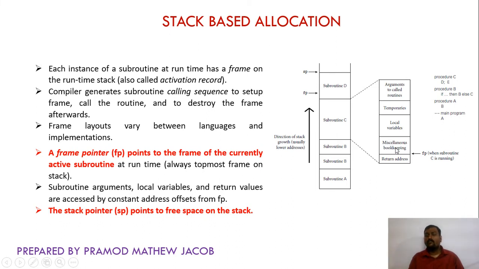That means whatever activities take place during the execution of this particular subroutine, like the memory addresses used for storing local variables, what are the constant values and variables that continuously change, etc. All those activities will be recorded in this miscellaneous bookkeeping section. During the execution of a particular subroutine, the frame pointer will be pointing to the return address of the subroutine. So after the execution of this subroutine, the frame pointer will give the control back to the main program using that particular return address.